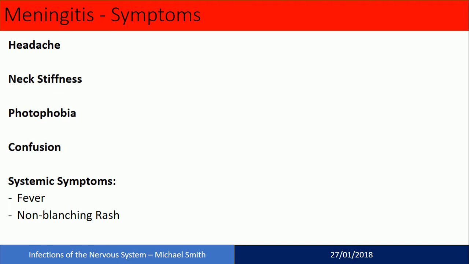The systemic symptoms include a fever, which is common due to the immune response mounted to the meningitis, and the non-blanching rash, which is caused once the infection is in the blood and causes rupture of blood vessels in the skin, and this presents as a non-blanching rash, which means if you place a glass to it, the rash will still be present.